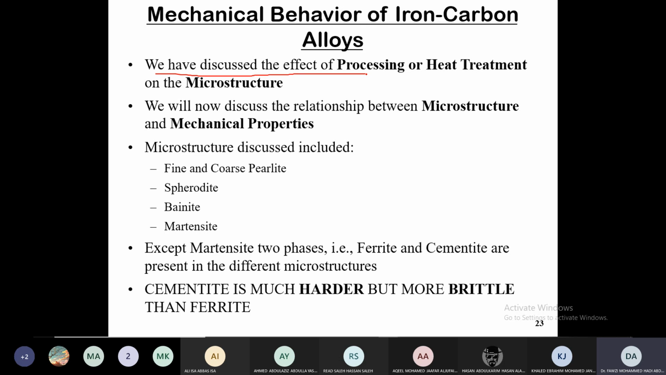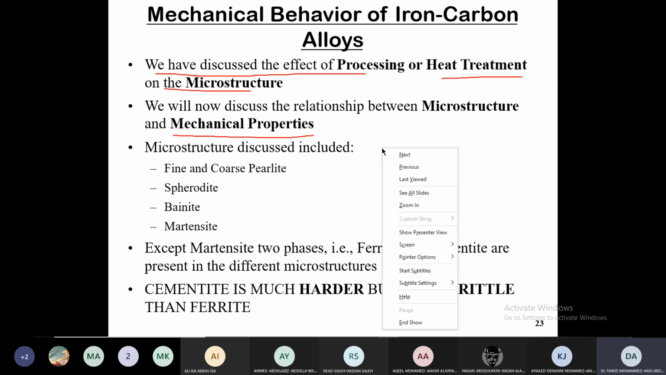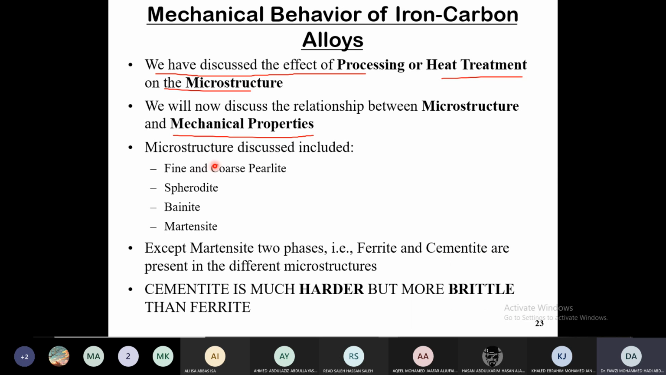We have discussed the effect of processing or heat treatment on the microstructure. We will now discuss the relationship between the microstructure and mechanical properties, in order for us to be able to design the microstructure of material for desired properties. Microstructures that will be discussed: fine and coarse pearlite, spheroidite, bainite, and martensite. Except for martensite, two phases are present. In the pearlite, in the bainite, in the spheroidite, you always have these two phases, the ferrite and the cementite.